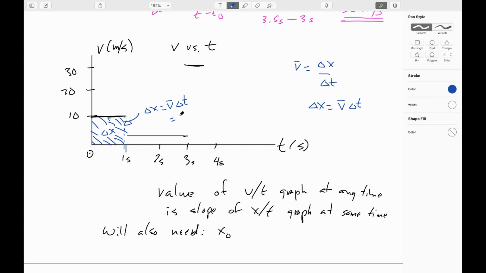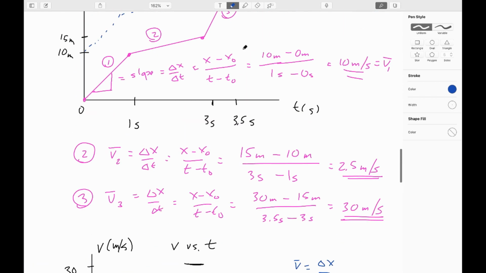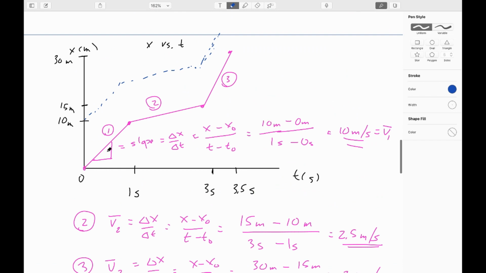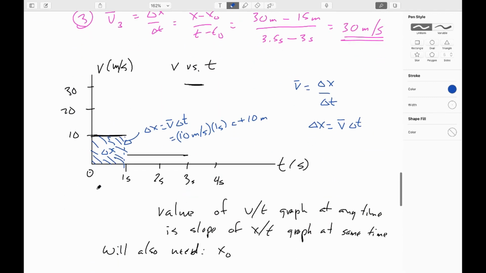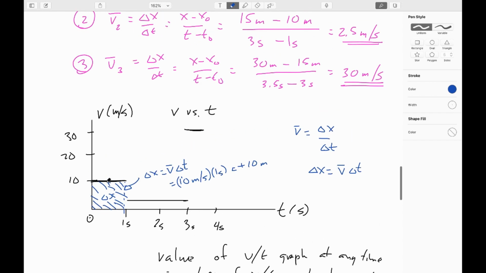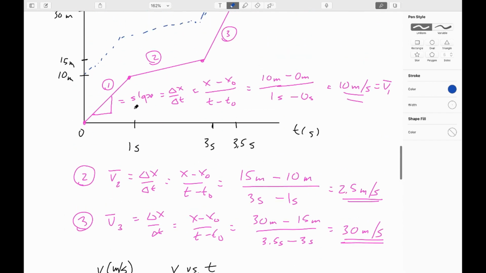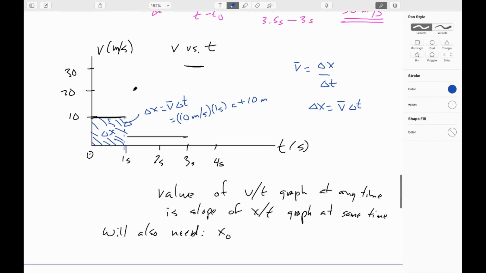So in this example here, we could say the displacement was 10 meters per second times 1 second is plus 10 meters. And let's check. Is the final value 10 meters greater than the initial? Start at 0, ended up at 10? Yep, it is. So that's one way I could do it. Once I have the initial value, I could just draw these boxes, calculate the areas of the boxes, and use that to figure out how much higher or lower the next point should be in the next interval.